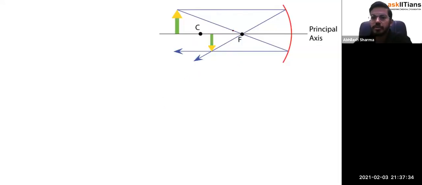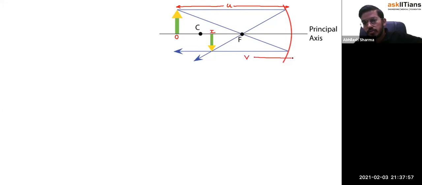So let's begin with the object placed beyond the center. So what will be object distance? Well, this will be the object distance, u, all the way measured from the pole. This is the image. So this is our object and this is the image. So that's the image distance. You can see all the measurements are being done from this pole only. That's like our origin. All right, this is the focal length, as we already know.